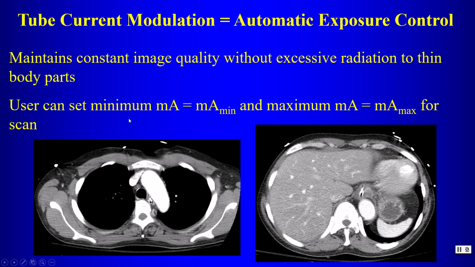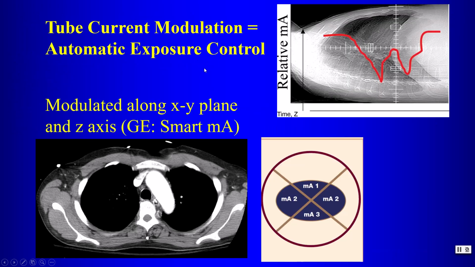So we can set a minimum mA in our protocols, that mA min, and we can set a maximum mA. So this way we can make sure that the mA does not go below a certain threshold so that our images are not too noisy, and we can make sure that our mA does not exceed a threshold so that we are not delivering too much dose to our patients. And this is done through automatic exposure control.